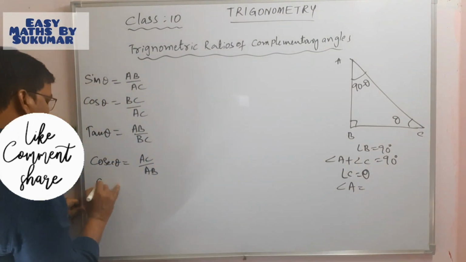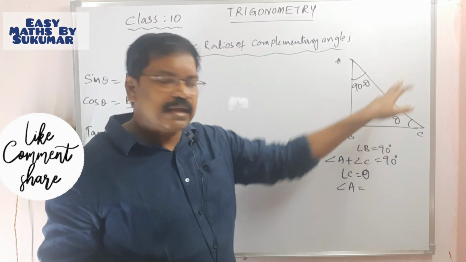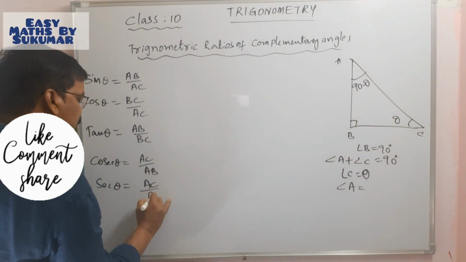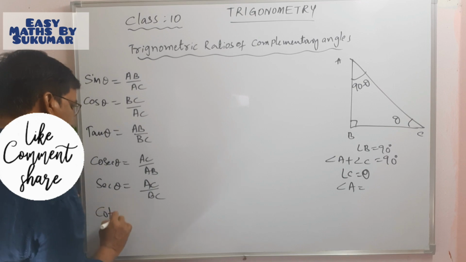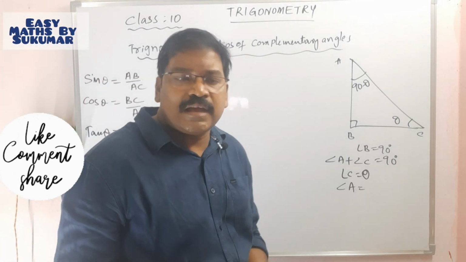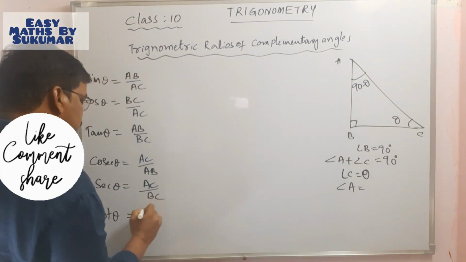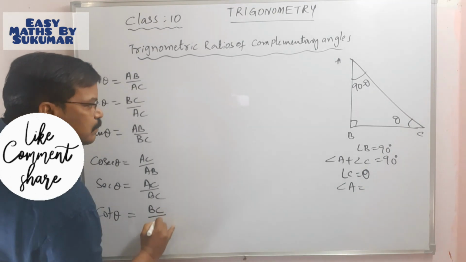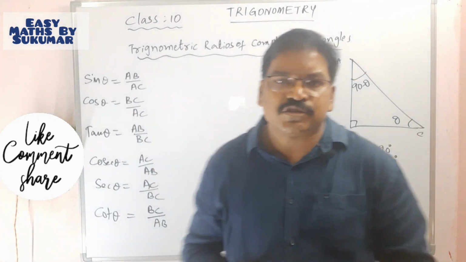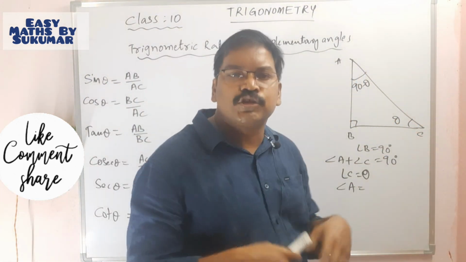Coming to secant theta, this is the reciprocal of cos, or hypotenuse by adjacent side, so that is AC by BC. Coming to cot theta, this is the reciprocal of tan. Cot theta we can define as adjacent side by opposite side, that means BC by AB. So these are the 6 trigonometric ratios we defined when theta is an acute angle.